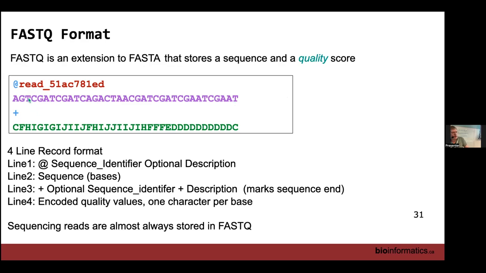The third line in the four-line record is just a simple plus. There could be information in here as well, other identifiers, but really this is just a separator to indicate that I finished giving my read, my sequence. The last line is going to be the quality score. That's encoded information that gives you an idea of the quality for each base. It's represented so that we have a one-to-one representation of each base having a quality. And I'm going to explain these quality scores, these encoded values.